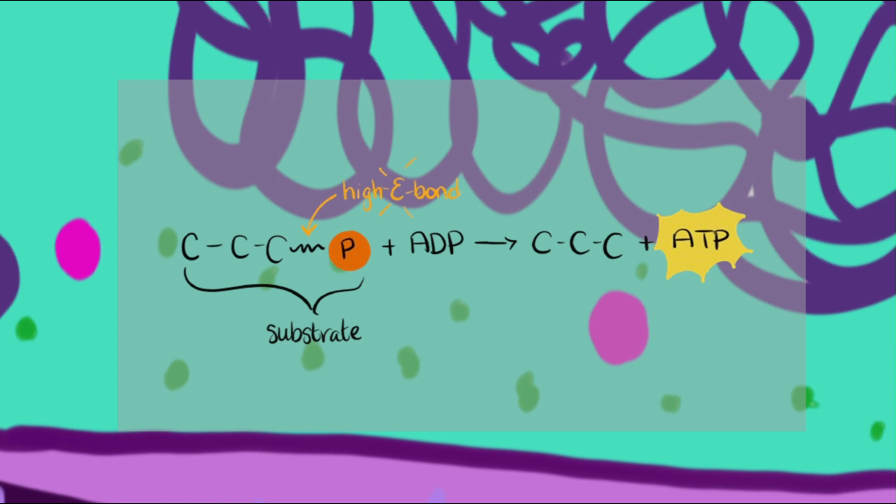On the screen, you have a visual. We have our substrate, our high energy bond that connects the phosphate group. That high energy bond and that phosphate group connects to ADP, forming ATP, our energy currency.